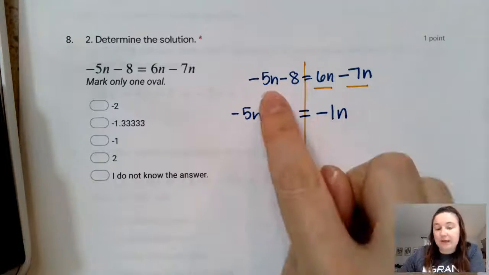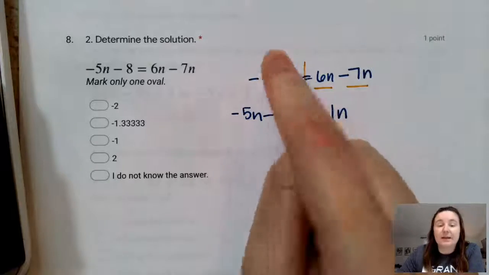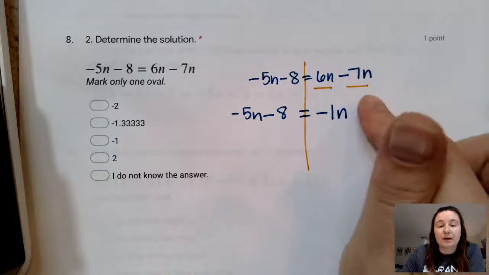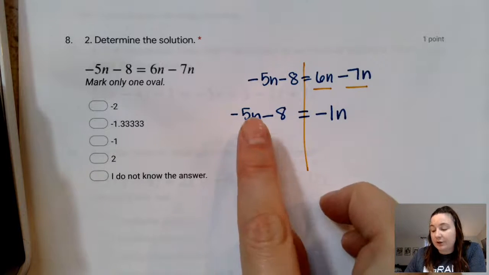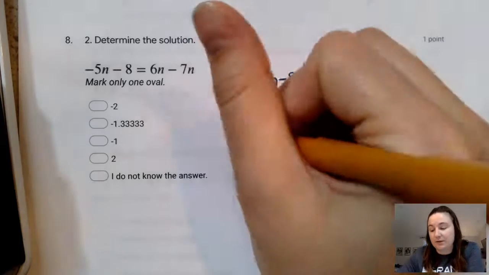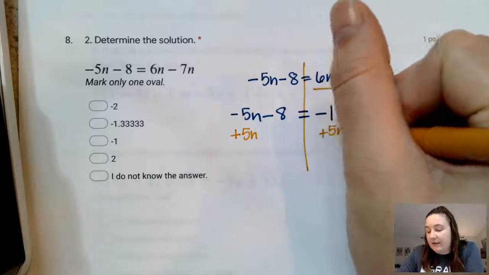The reason I can't combine all three is because the 5 is on the other side. The -5n is on the left, and these were on the right. When something's on the opposite side, you have to do the opposite. You have to do the inverse in order to move it. And so right now, we're going to try to get this guy over with the -1n, but we have to do the opposite. So we have to undo minus 5n by adding 5n.